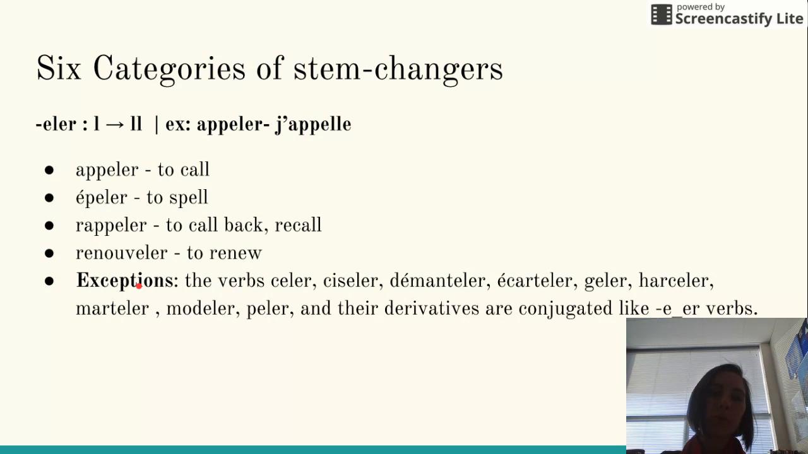And then our exceptions, verbs that do end in ELER, but they stem change like a different verb, are sceller, ciseler, démanteler, écarteler, geler, harceler, marteler, modeler, peler, and their derivatives. So like if we see receler or something like that, remodeler, they'll be conjugated like E consonant ER verbs, and we'll take a look at those later.